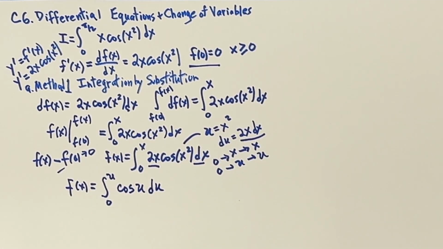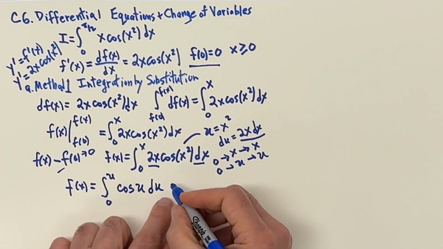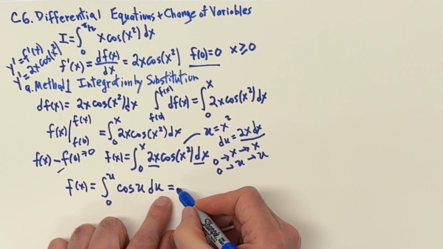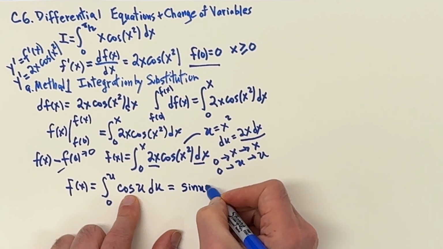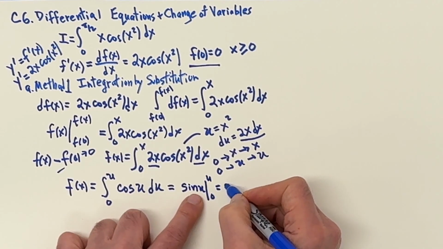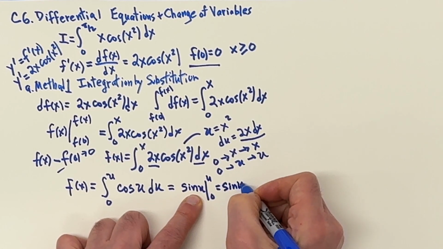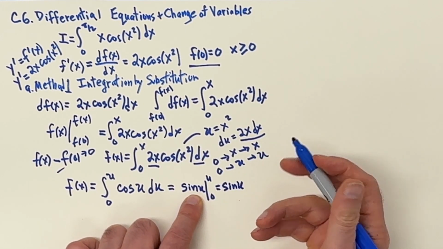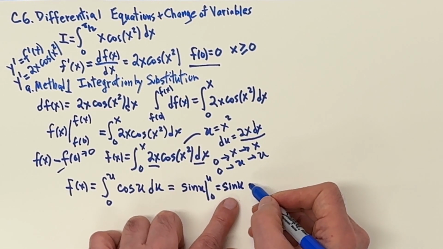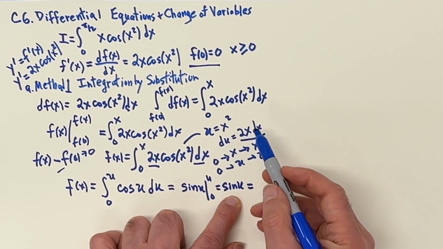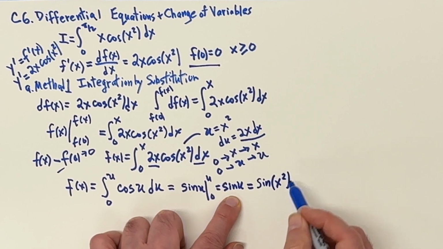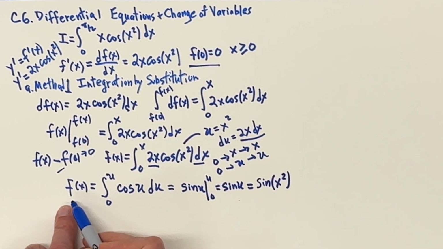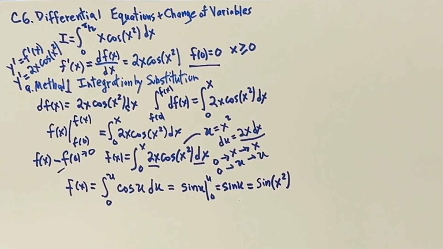So you see, this is a nice substitution of the variable, and the integral is really easy to do because when you integrate the cosine, you get the sine. So there's the sine of u from 0 to u, and that's going to be the sine of u minus the sine of 0, which is 0, so that's it. And then you remember that u is equal to x squared, so the answer is the sine of x squared. That's the solution to our differential equation, that f of x is sine of the quantity x squared.